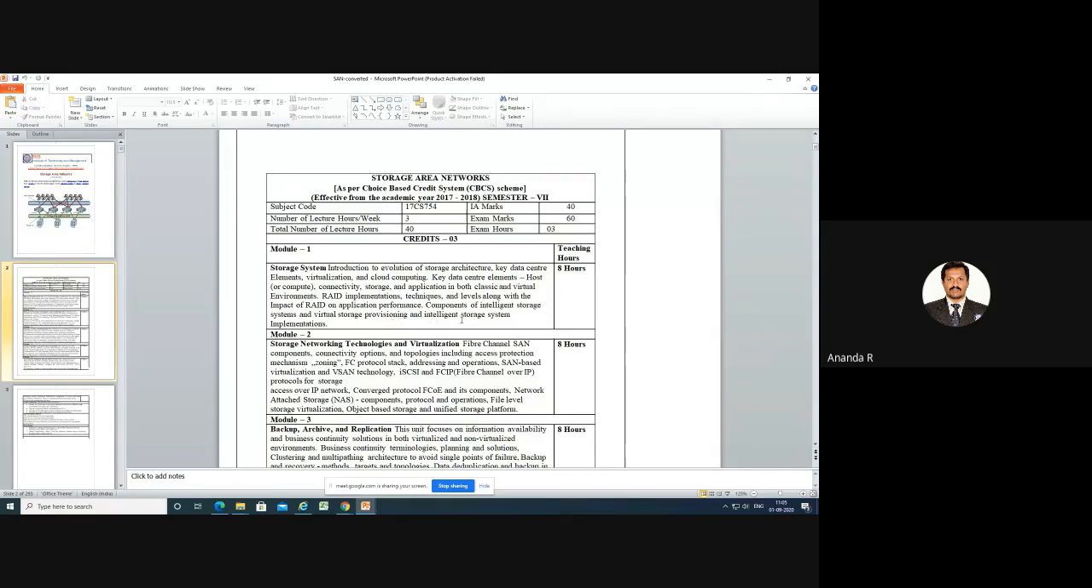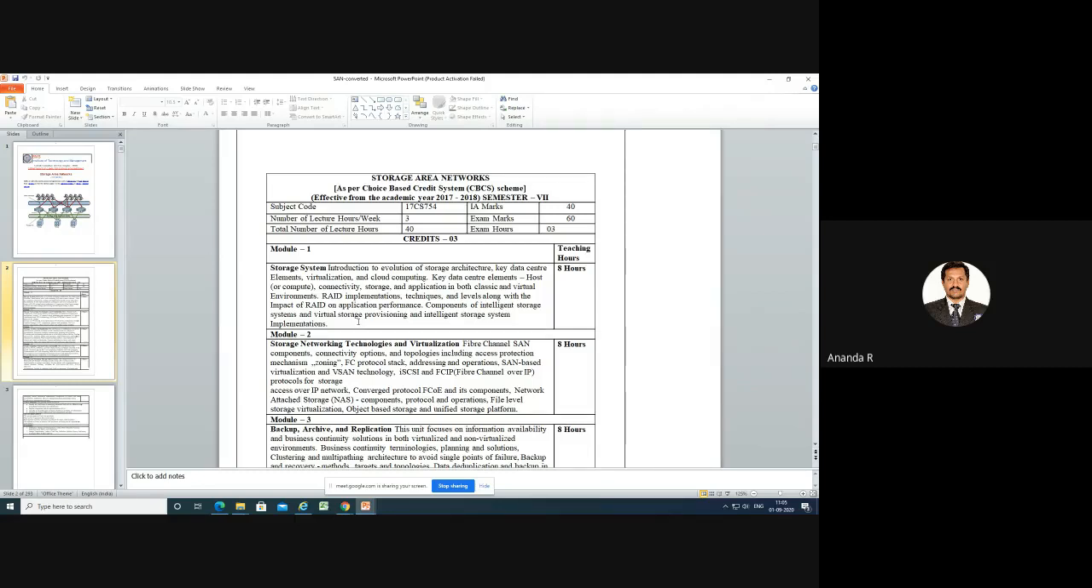Okay, then intelligent storage system implementation. So all these things we study in the storage system. So that is your module number one. Module number one is completely about the basics of a storage system inside the storage area network.